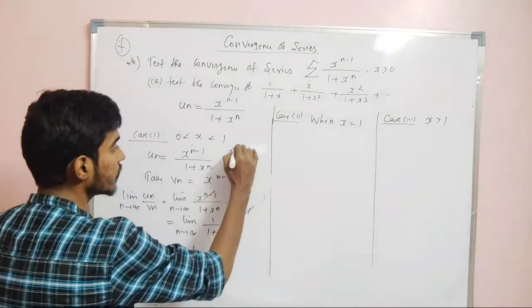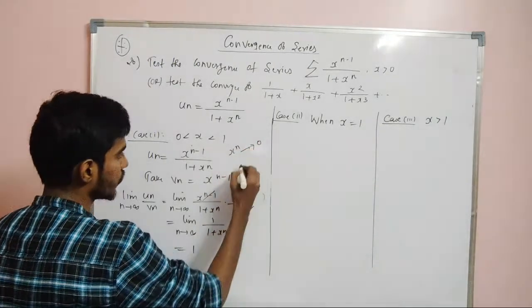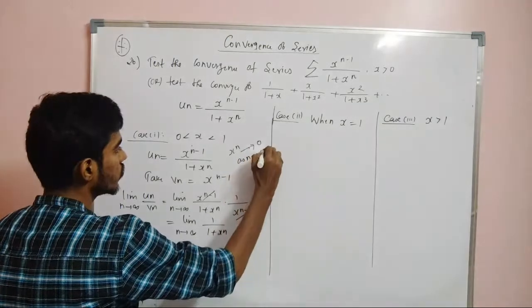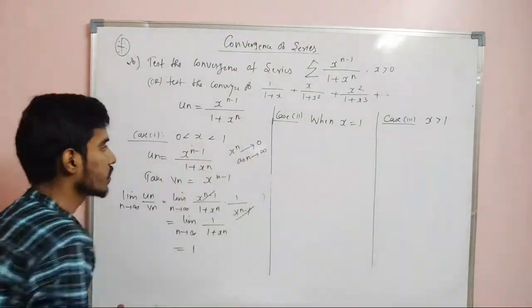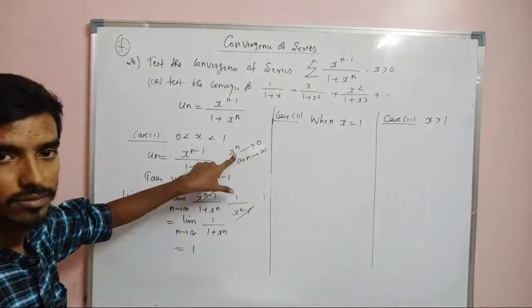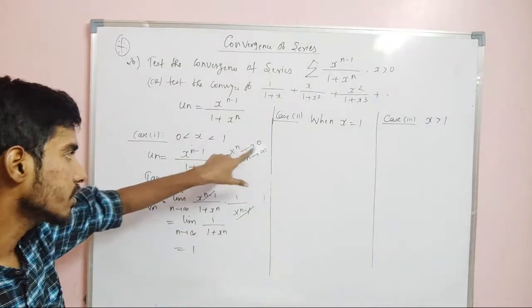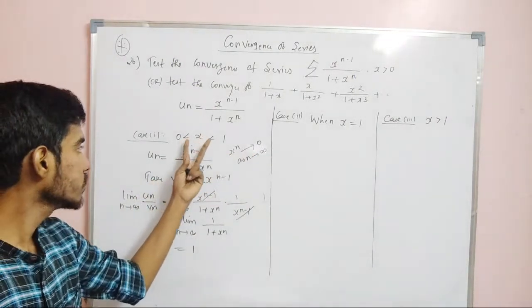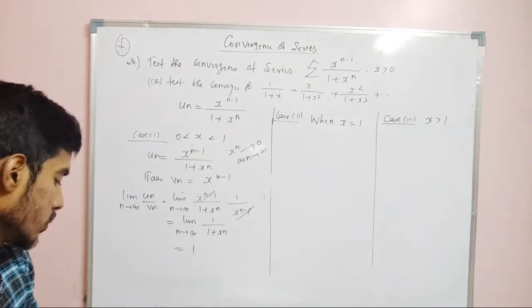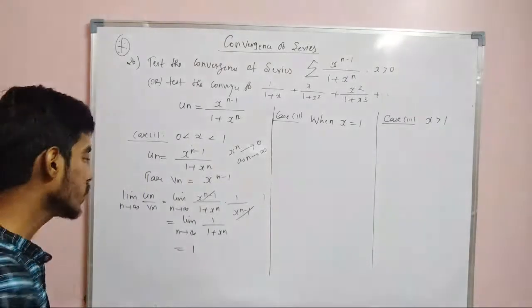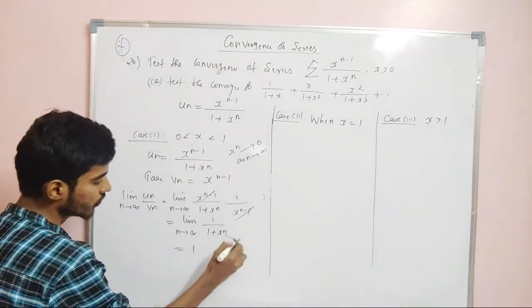I'm claiming that x^n tends to 0 as n tends to infinity. Why? Because this is a geometric series, and a geometric series is convergent if x is between 0 and 1, that is, |x| has to be less than 1, so therefore this term tends to 0.